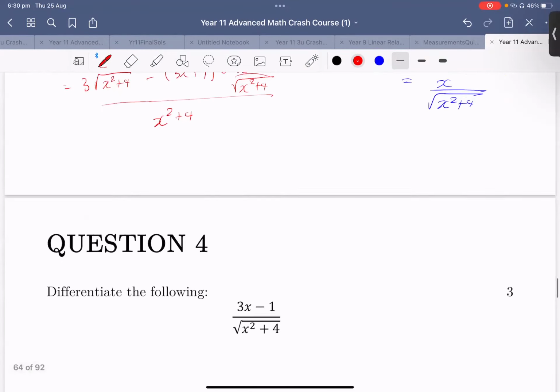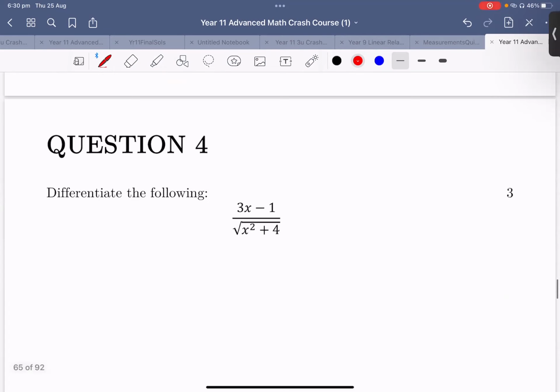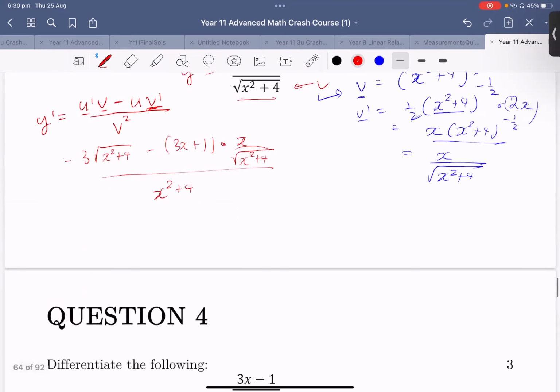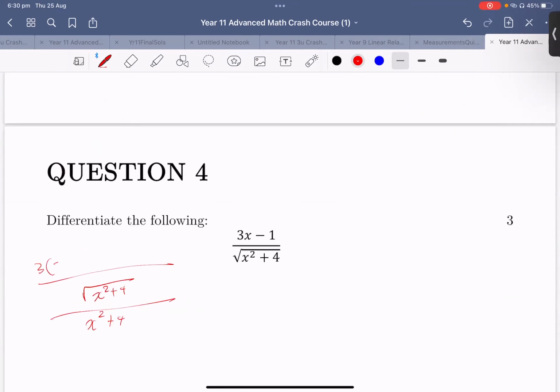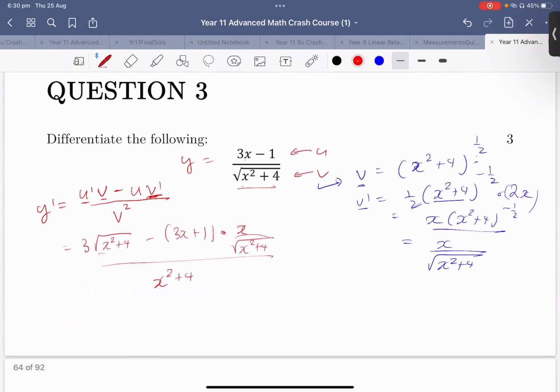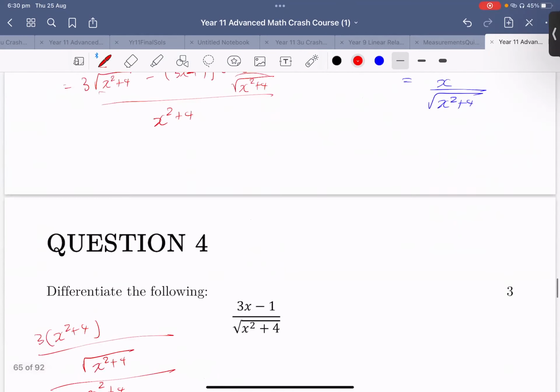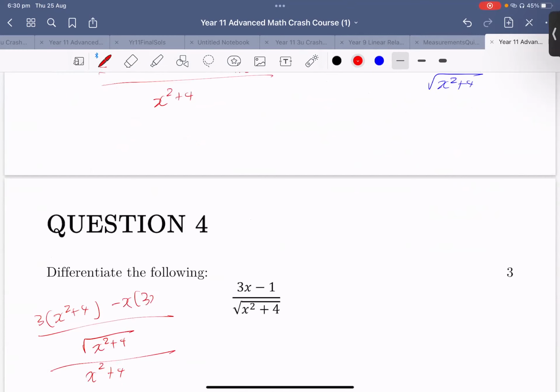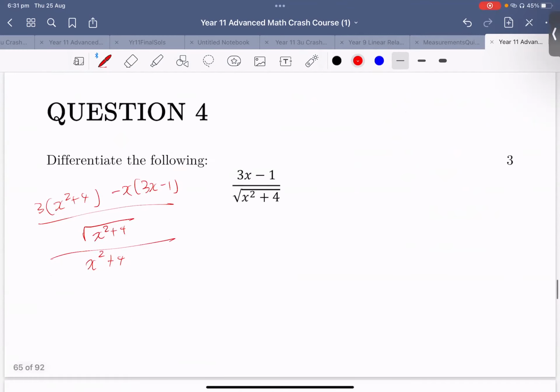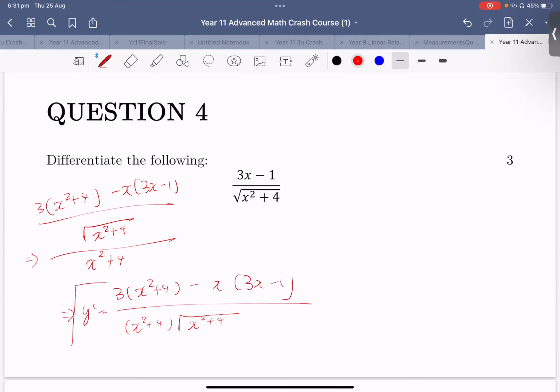Let's simplify the top. So it's just adding fractions, right? Putting them in a common denominator. Square root of x squared plus 4. This times this gives you 3 times x squared plus 4, multiplied by x times 3x plus 1, minus 1. That was my bad. Now that equals 2. And just using simple arithmetic here. And that's it. There's your y dash.